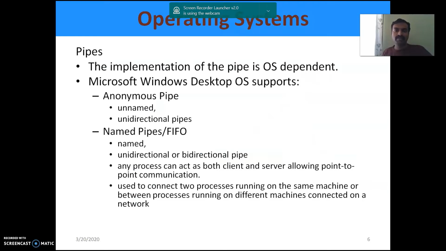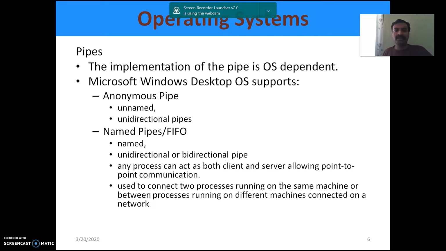Now, the implementation of a pipe is operating system dependent. For each operating system, there is a different method of implementation. In the Microsoft operating system, there are two types of pipes. One is the anonymous pipe and the other is the named pipe, which is also known as FIFO, first in, first out. An anonymous pipe is an unnamed pipe which supports only unidirectional flow of information.